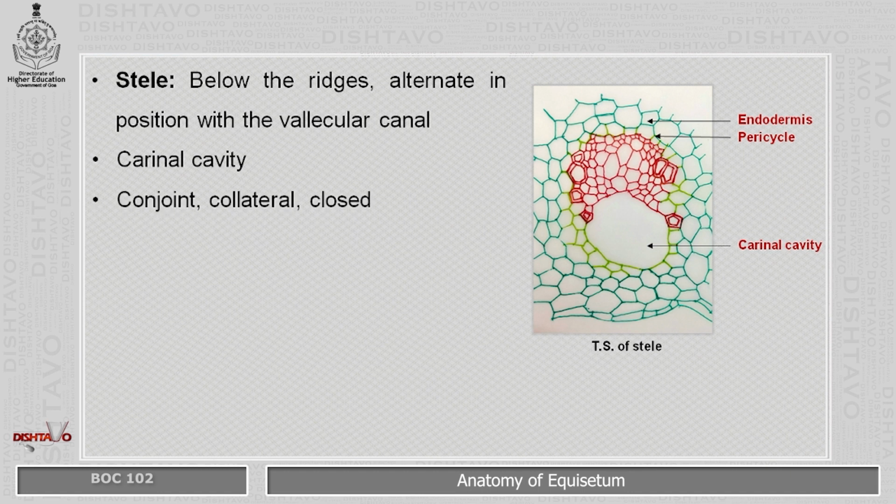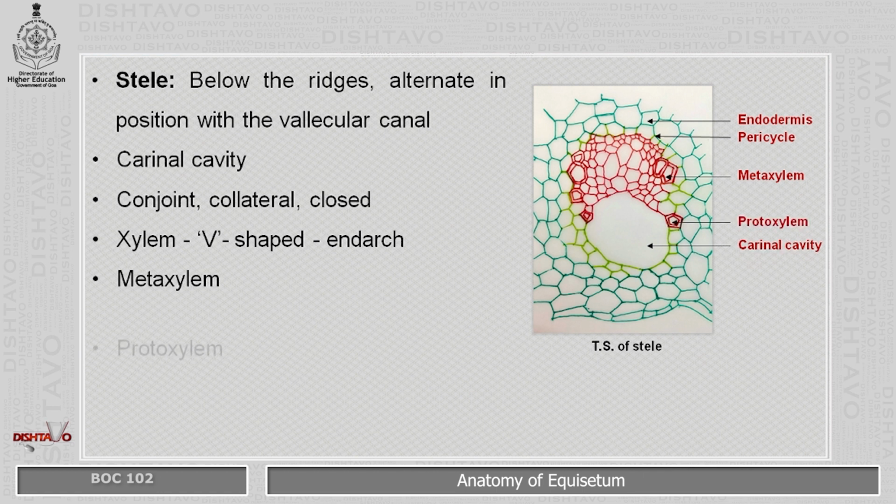Each vascular bundle is conjoint, collateral, closed and consists of xylem and phloem. Xylem is poorly developed, V-shaped and endarch. The metaxylem consists of scalariform tracheids and forms the two limbs of the V. Protoxylem is present opposite to carinal cavity. It consists of annular and spiral tracheids. Phloem is present in between the two strands of metaxylem and made up of phloem parenchyma and sieve tubes.